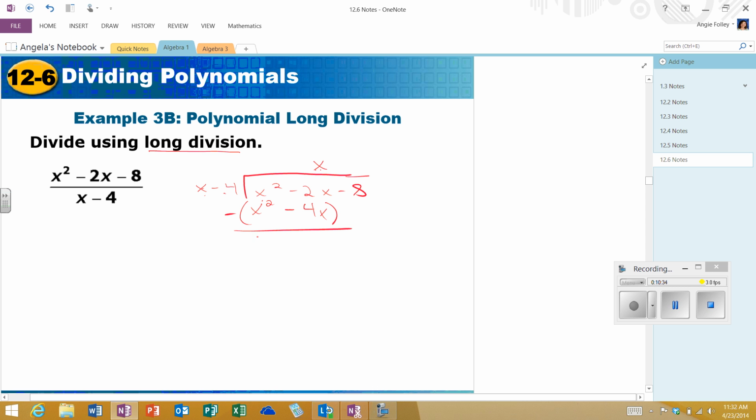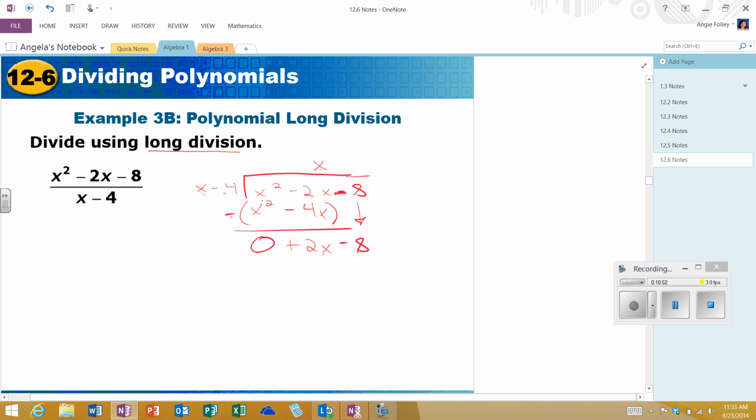Now I'm going to subtract this quantity. So x squared minus x squared is 0. A minus minus 4x makes a positive 4x. So a negative 2x and a positive 4x becomes a positive 2x. I need to bring that negative 8 down because there's a negative 8 in front.